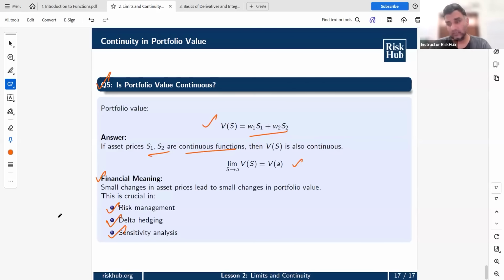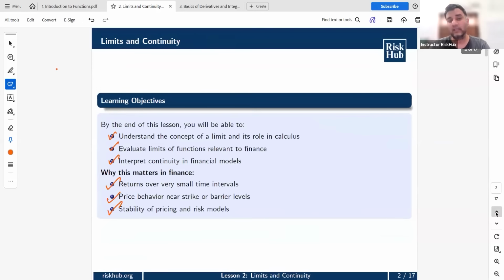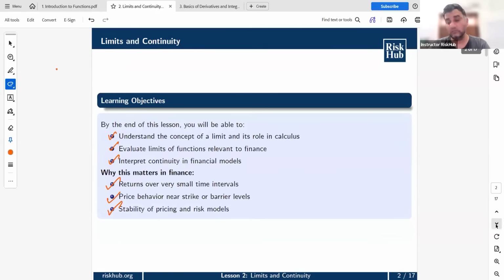So with this, we complete lesson number 2. We have more lessons coming your way, guys, but I hope you understood. Go back, revise it. It's not that difficult, but it's a very vital concept. We have covered only 2 topics here, limits and continuity. I tried to give you examples also where limits and continuity are used in the world of finance, so remember that as well.